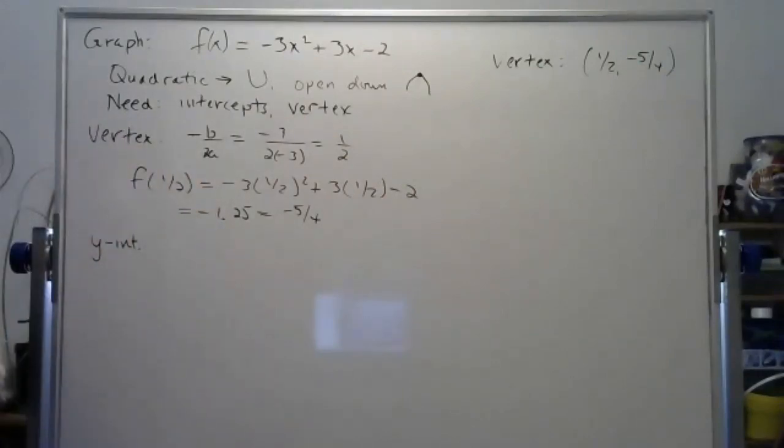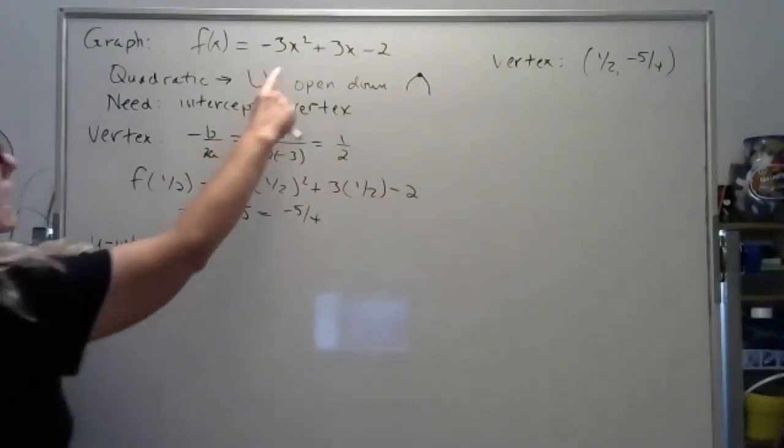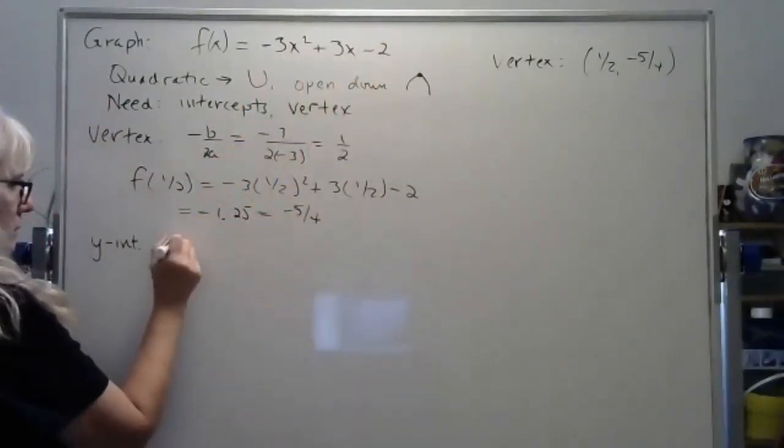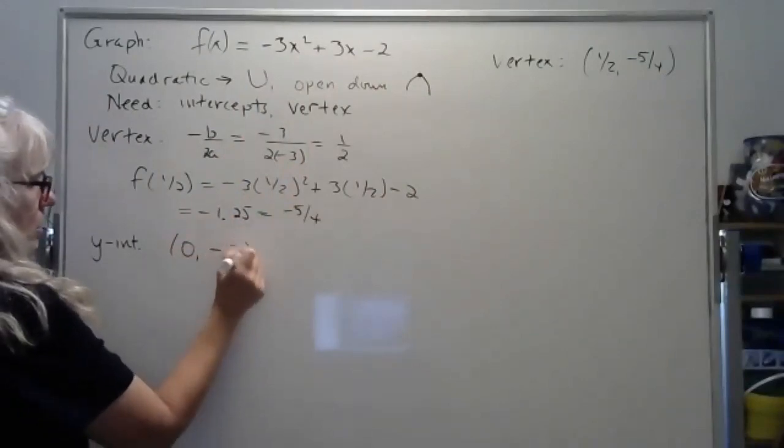How do we find that y-intercept anytime? Replace the x with 0. Yep. So if you replace all those x's with zeros, what are you going to get? -2. Yep. Okay.